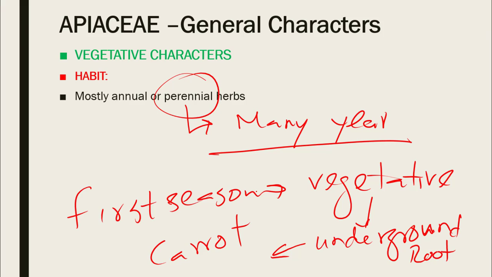A very famous example of this particular family is carrot. So carrot is actually an underground root which is produced, and then from this underground root, in the next season an aerial shoot arises, and that produces flowers and seeds. And the plant dies. Like in radish and the Brassicaceae family, this particular phenomenon, biennial, is very common. So radish is a biennial plant.